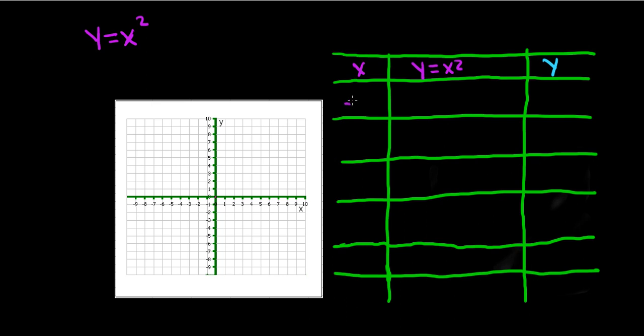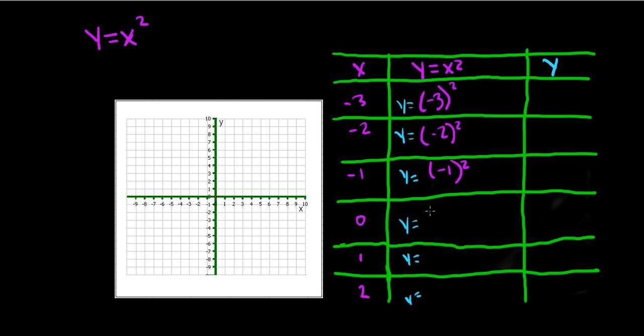So we're going to use -3, -2, -1, 0, 1, and 2. Now we want to plug each x value into the equation, so we're going to get y equals -3 to the power of 2, y equals -2 to the power of 2, y equals -1 to the power of 2, y equals 0 to the power of 2, y equals 1 to the power of 2, and y equals 2 to the power of 2.